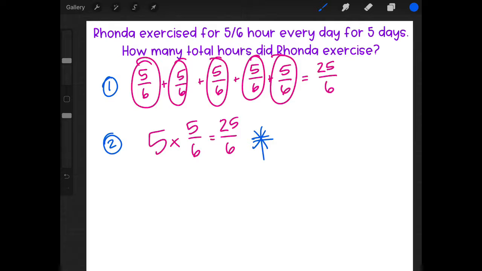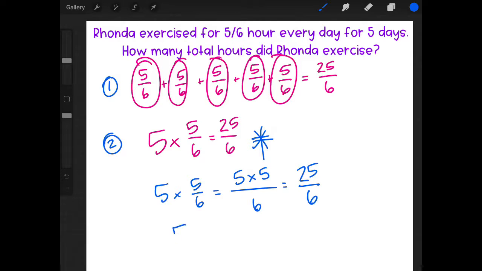I know that we can look at 5 times 5/6, and I could also write it like this. Watch how I write it. I could write 5 times 5 both as a numerator over 6. It still is going to equal 25/6. It's basically 5 times 5, and then my unit that I'm working with is 6. So that equals 25/6.